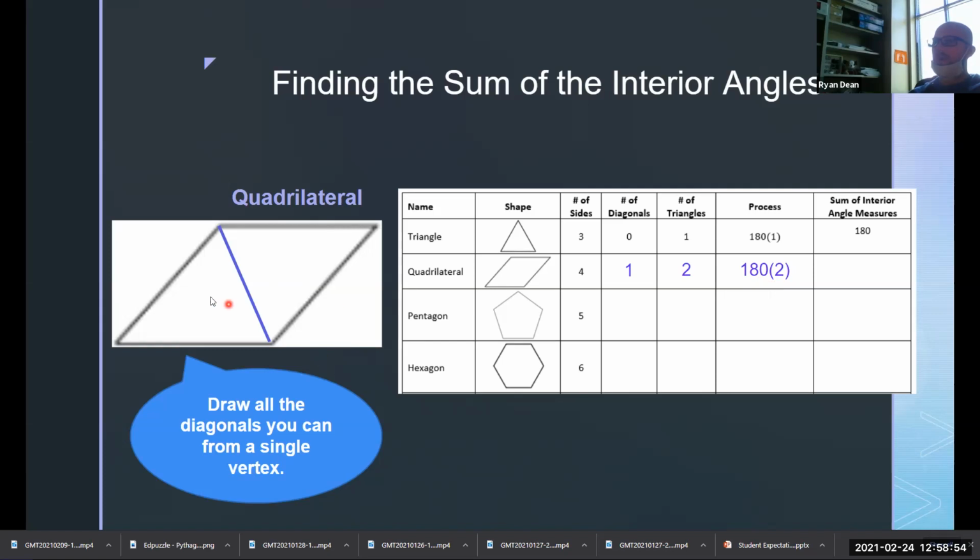Okay, so to figure out how many degrees are in this quadrilateral, you can think of a quadrilateral as a square or a rectangle. Quadrilateral just means that we have four sides. Quad means four, and then lateral is a side. We know that quadrilaterals have 360 degrees for the sum of the interior angles. But if we take the 180 and we multiply it by 2, the number of triangles, that also gives us 360 degrees.